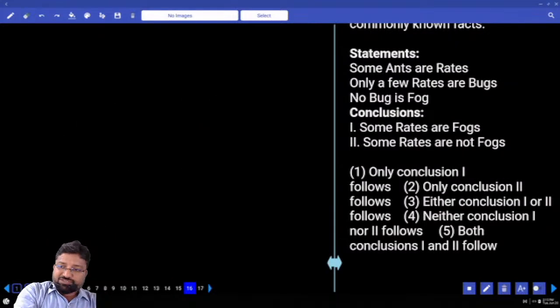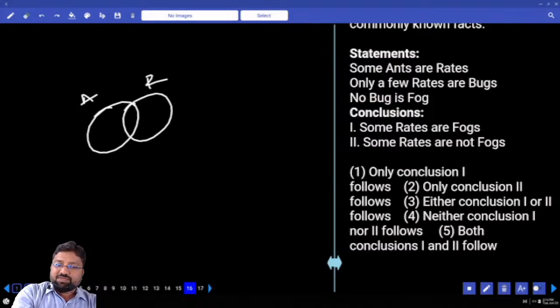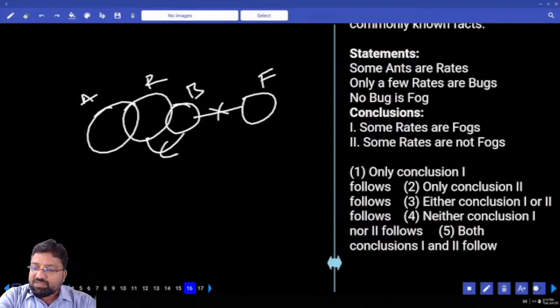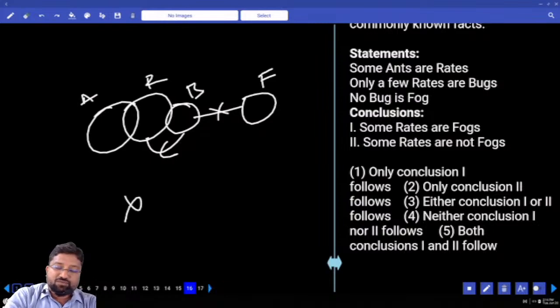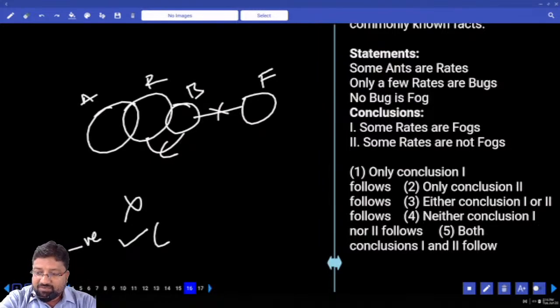Look at the questions on syllogism. Some ants are rats, sorry. Only a few rats are bugs. No bug is frog. Some rats are frogs. Is there any relationship between rat and frog? Some rats are not frogs. Right? Positive or negative? Negative. Complementary. All rats are frogs.